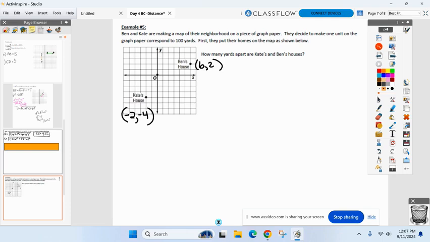All right, I am going to let you guys do this how you feel comfortable because there's 2 different ways we could approach it. We could find how many units away Kate's and Ben's house is using the distance formula, and then apply the 100 yards. Or you could apply the 100 yards to the coordinates now: instead of 6, 2, make it 600, 200 and do the distance. But you do you, whatever you're comfortable with. I'm going to do my version up here too while you're working.